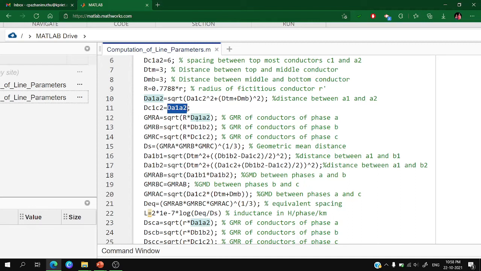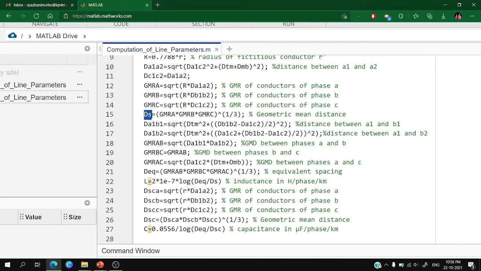Next we have to calculate the GMR of conductors A, B, C. So this is the calculation for GMR, geometric mean radius of A conductor, that is square root of R into D, the distance between A1 A2. Similarly GMR of B conductor, square root of R into DB1B2. Similarly GMR of the third conductor, phase C conductor, square root of R into DC1C2.